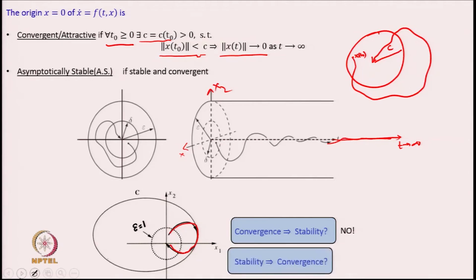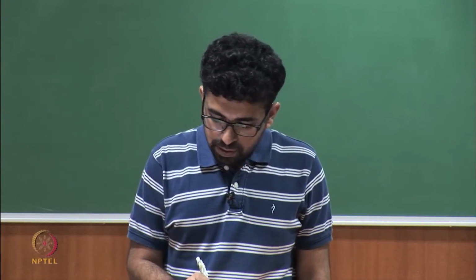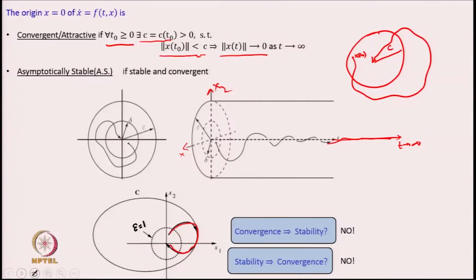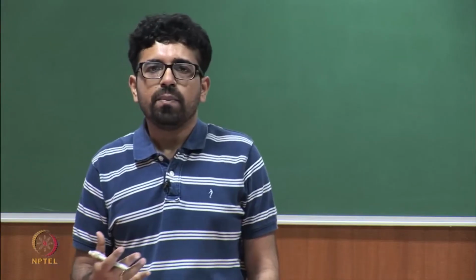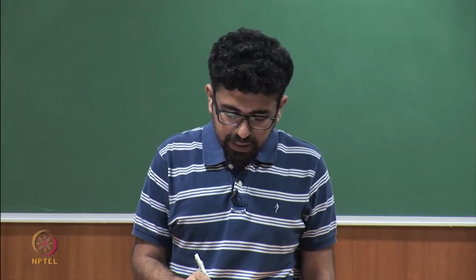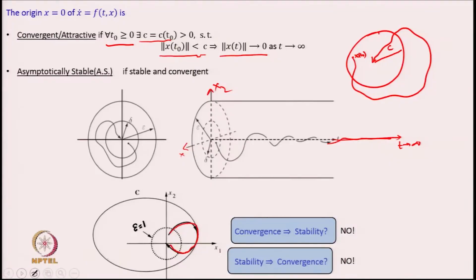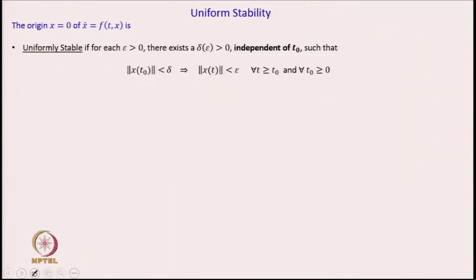Okay, so, how about the reverse? Does stability imply convergence? So, that is also not true. A system's equilibrium point may be stable, but convergence may not hold, that is, the state trajectories may not converge to the equilibrium point. So, next we go to the concept of uniform stability.